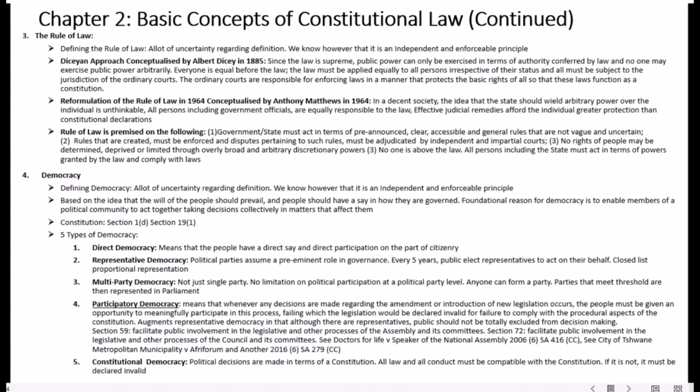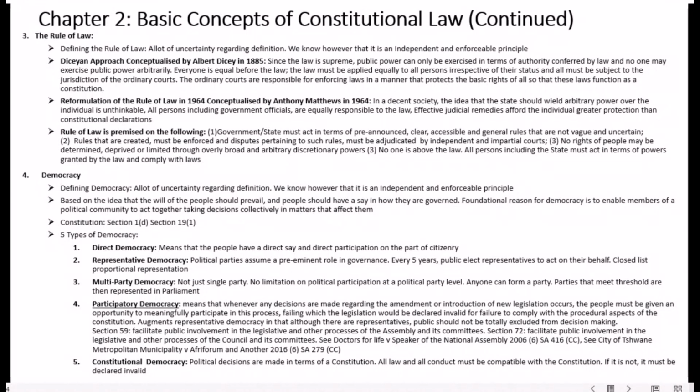This means that whenever any decisions are made regarding the amendment or introduction of new legislation, the people must be given an opportunity to meaningfully participate in the process, failing which the legislation would be declared invalid for failure to comply with the procedural aspects of the Constitution. Very important.